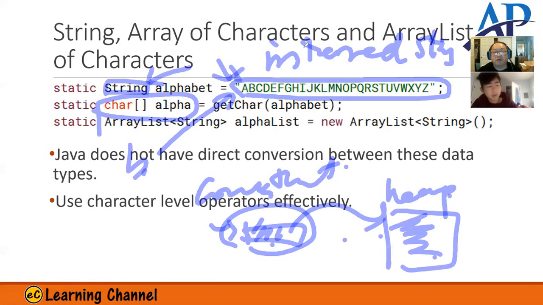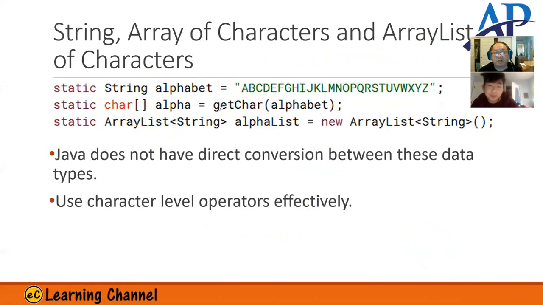Okay, and array of characters is different. Array of character is an array. And where does the array of characters store the data? It is also stored in the heap, right? And if this one is static, this variable will be stored in the constant pool as well. But if it is not static, it will be stored in the stack, okay?